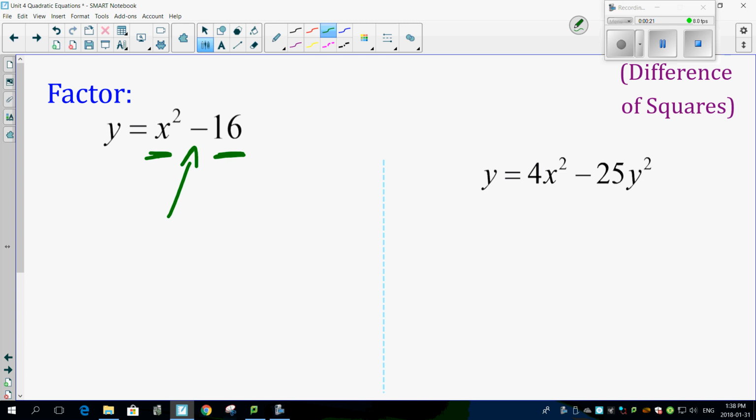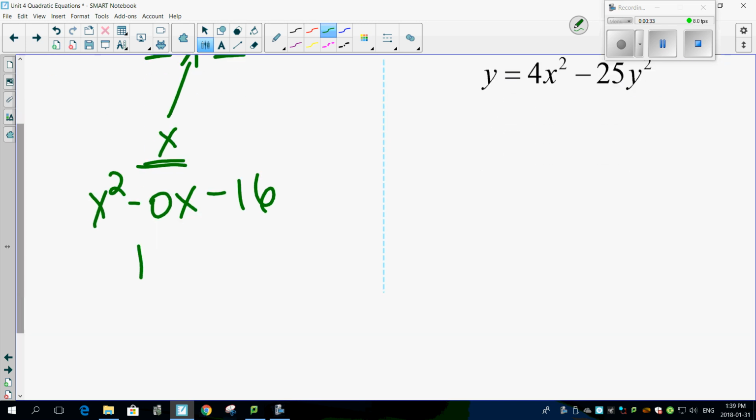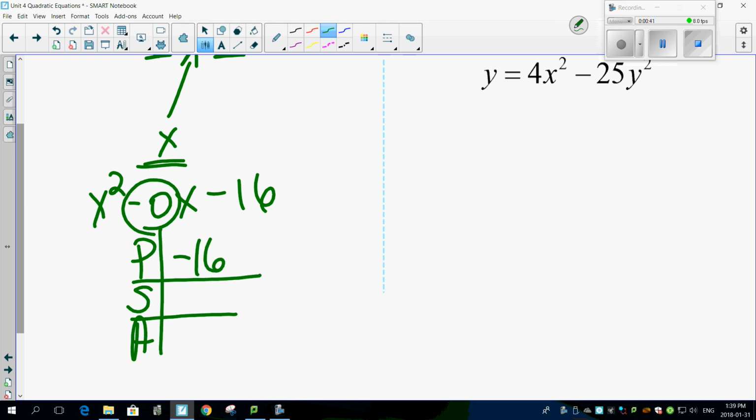Well, this just basically means if you look, there's no x term here. So you can actually write this as x squared minus 0x minus 16. And if you did the PSA on this, look what happens. You want a term that multiplies together to give you minus 16 and adds up to give you nothing. Now think about this. Two terms that come to mind right away are 4 times negative 4, because 4 plus negative 4 gives you the 0. So your answer here is negative 4 and 4.